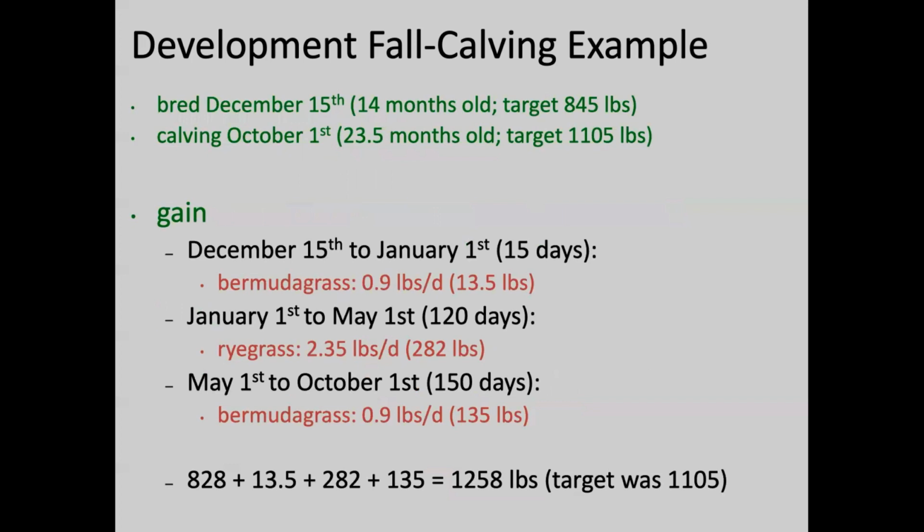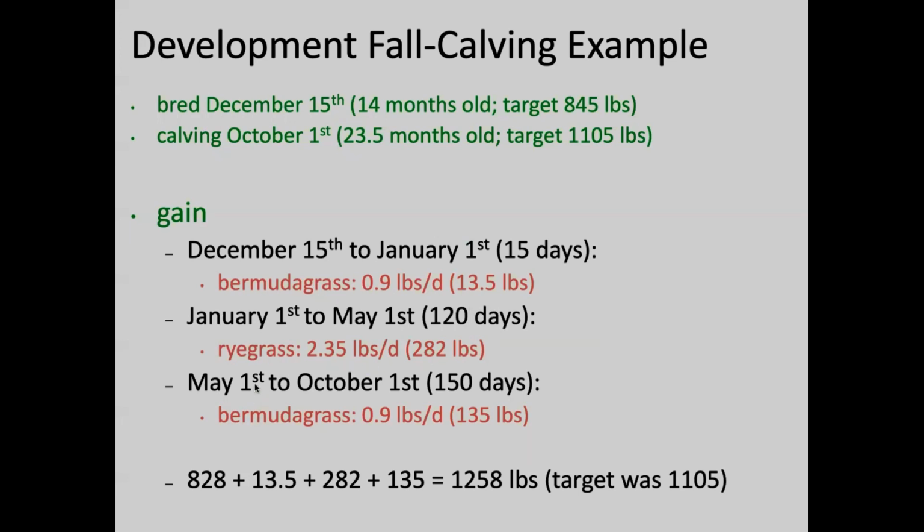Now, for the heifers we got bred, looking at going from December 15th to when they would be calving October 1st, and again, calving at 23 and a half months of age, same 1,105 pound target. So from December 15th to January 1, eating a little bit of stockpiled Bermuda grass, getting us a little bit of weight gain, not a tremendous amount, but then going from January 1 to May 1 we put her on ryegrass. She's in early gestation and into mid gestation just a little bit, so it's totally fine to have her on ryegrass or cool season annual at that point in time. Gaining, I figured 2.35 in this scenario, so she gained 282 pounds just in that 4-month period from that ryegrass.